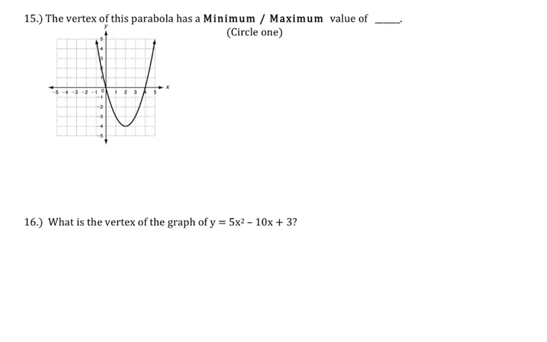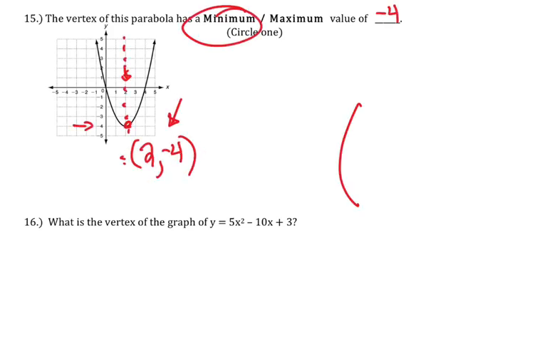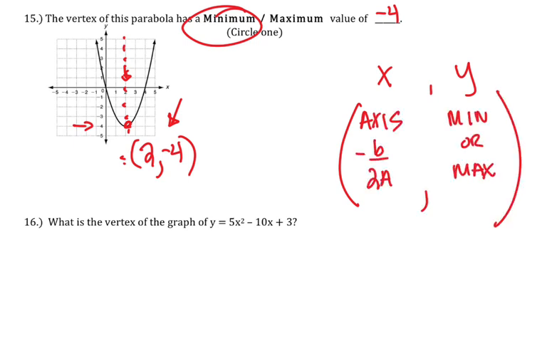Which leads us to number 15, where we find the vertex here, which is 2, negative 4. And because of that, I know that the minimum value, because it is a positive equation, will be negative 4. Or the lowest that it can go, the minimum it can go is negative 4, but it has all the positive infinities. On 16, it tells us to find the vertex from an equation.